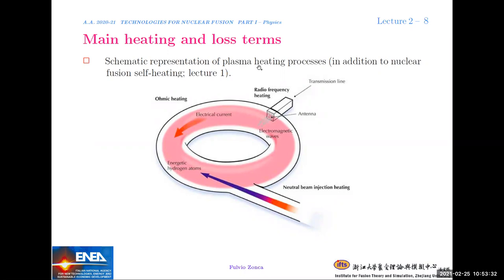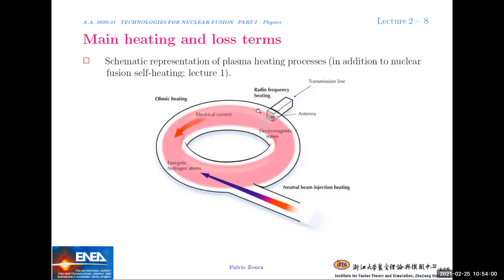So, a schematic representation of the plasma heating process, in addition, of course, to the nuclear fusion self-heating, which is something that we have been looking at in great detail. You can go back to lecture one and also to what we just discussed. It is schematically given here. So this is a donut. This is the toroidal configuration scheme, like the one of a tokamak. We will see this in more detail later.